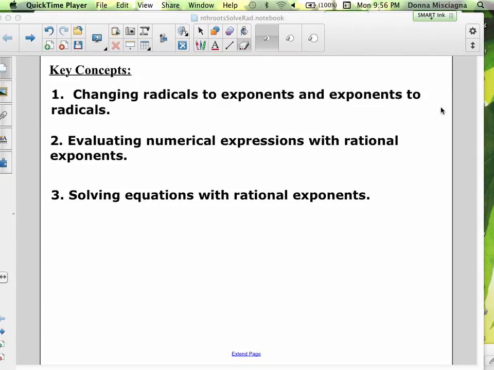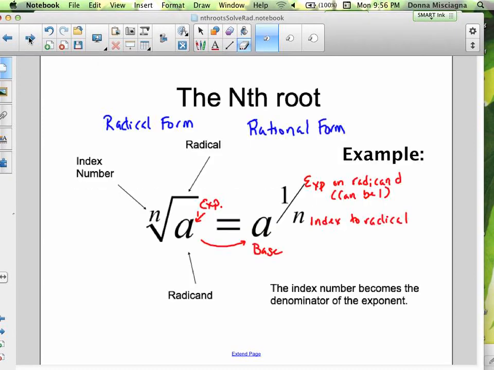In this podcast, we're going to be learning how to change radicals to exponents, exponents to radicals. We're going to learn how to evaluate numerical expressions with rational exponents, and then later on, we're going to be solving equations with rational exponents. So after we've learned how to evaluate, our last lesson will be solving equations with rational exponents. So let's learn what a rational exponent is first.